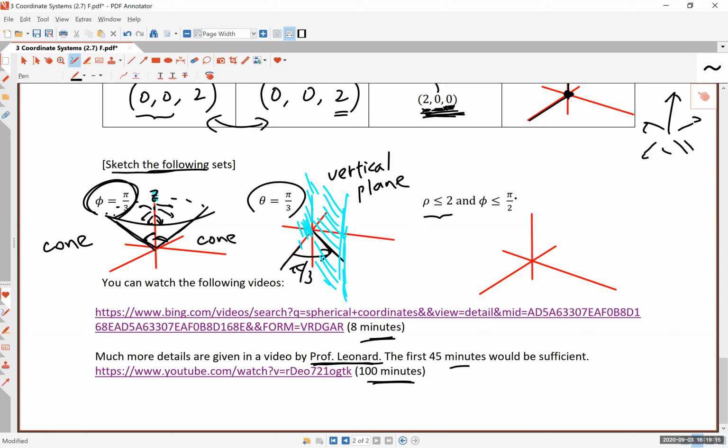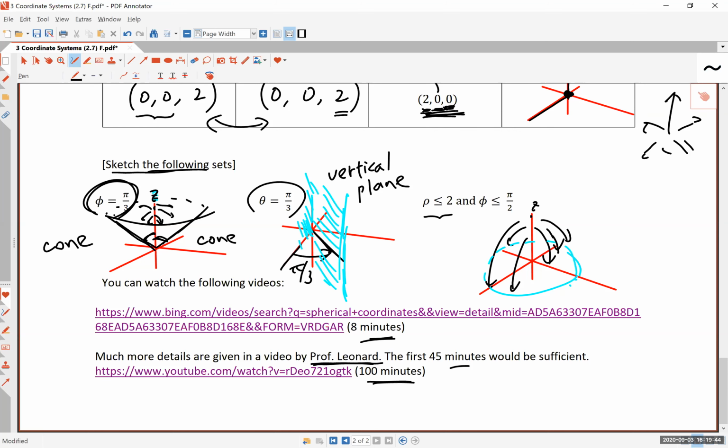And finally, what happens if rho is less than or equal to 2 and phi is less than or equal to pi over 2? Remember, phi measures the angle from the positive z-axis. Pi over 2 will give you 90 degrees in all directions. So it'll go from here, in all directions, to the xy plane, and rho has to be less than or equal to 2. So what kind of a thing is this?